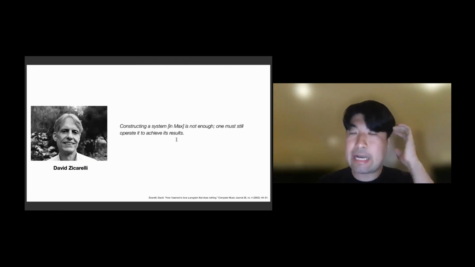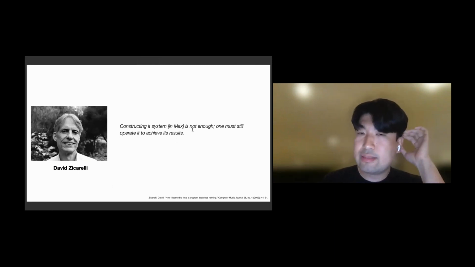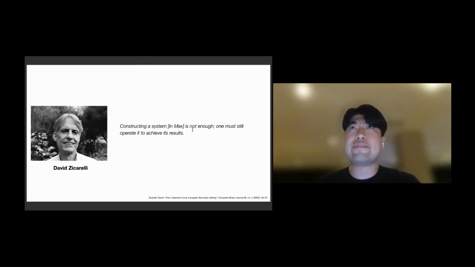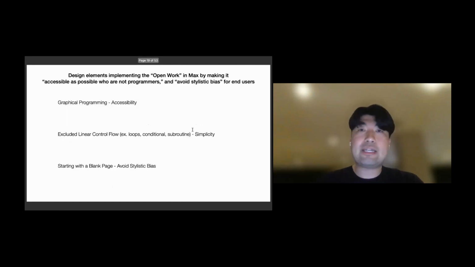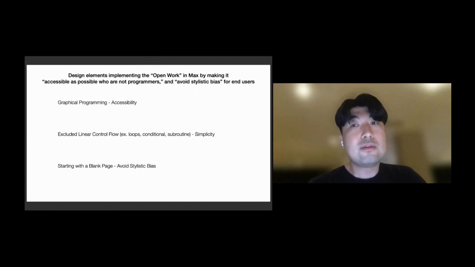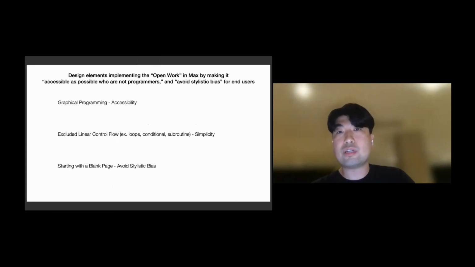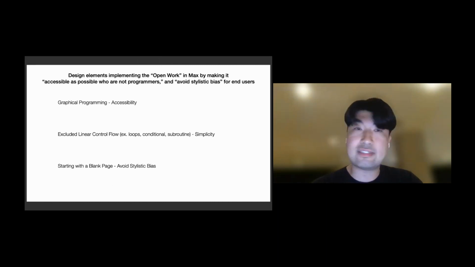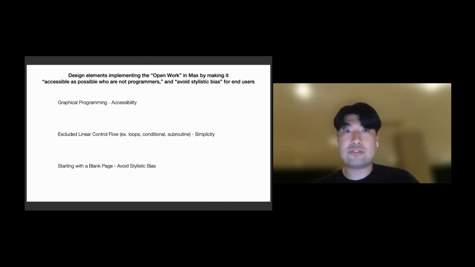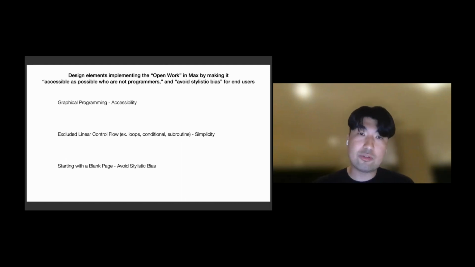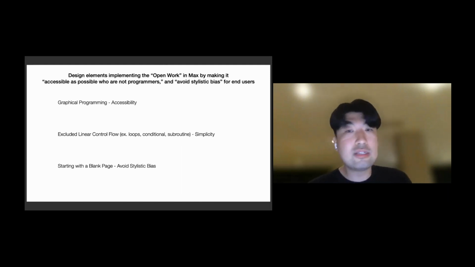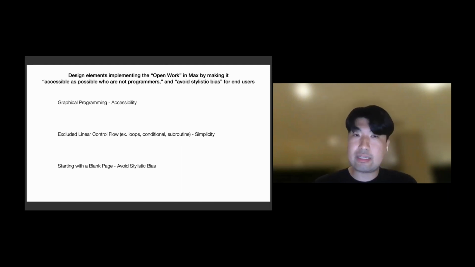These two very high-level ideas related to the open work are not only contained in high-level statements, but have actually been applied to the software architecture of Max itself, to achieve being more accessible for non-programmers and also to avoid stylistic bias. These include the graphical programming paradigm, which enables wider accessibility; excluding linear control flow, such as loops, conditionals, and subroutines, to achieve simplicity; and starting with a blank page, which avoids some stylistic bias.